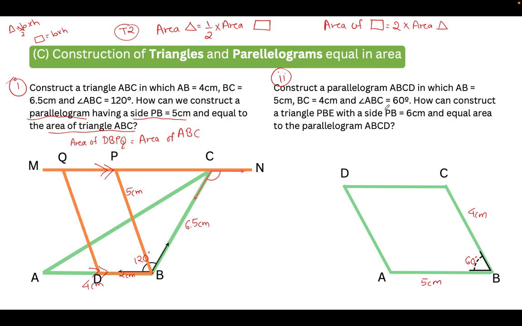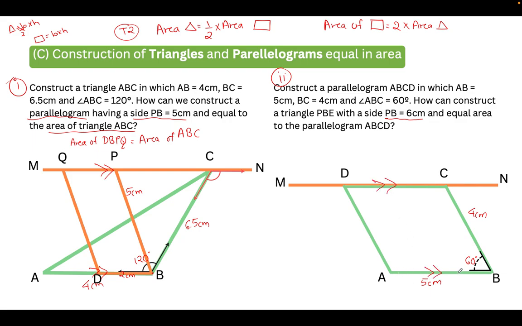Okay. How can we construct a triangle PBE with side PB and area equal to the parallelogram? So we need to have a side PB of 6 centimeter and area equal to the area of parallelogram ABCD. If we need to make the area of a triangle equal to the area of a parallelogram, then we need to double the base. But first we will extend the line DC to MN, so that we can visualize that MN is parallel to AB.